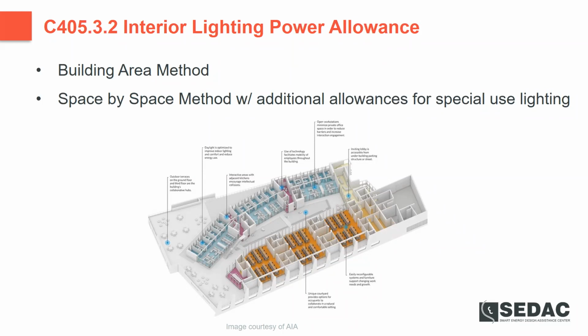One example that we had come through was a restaurant next to a hair salon, and the building area method had those as two separate categories. The restaurant needed some additional lighting power capacity, and so by using the space by space method, they were able to use more efficient lighting practices for the salon to free up additional power that could be used by the restaurant.